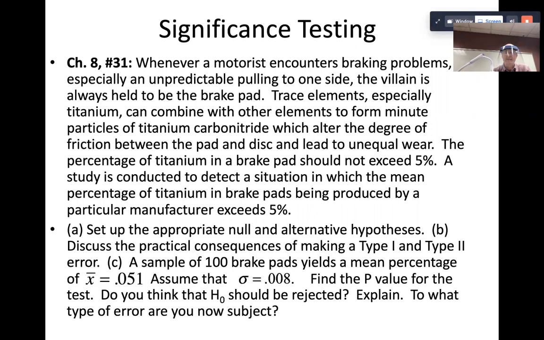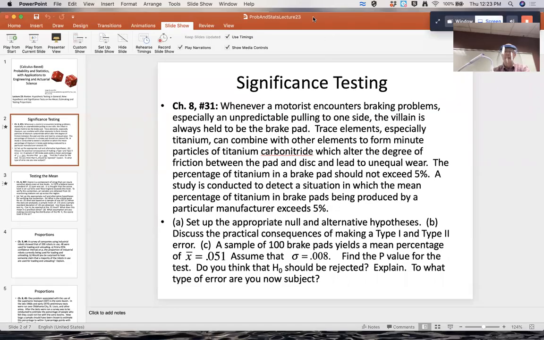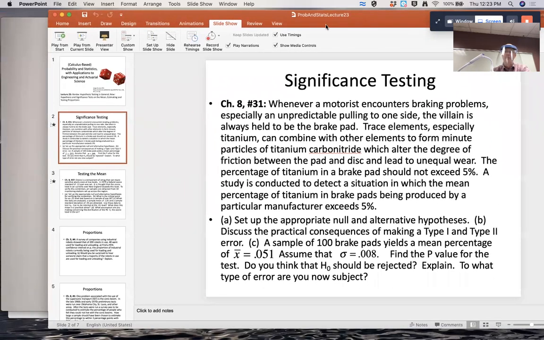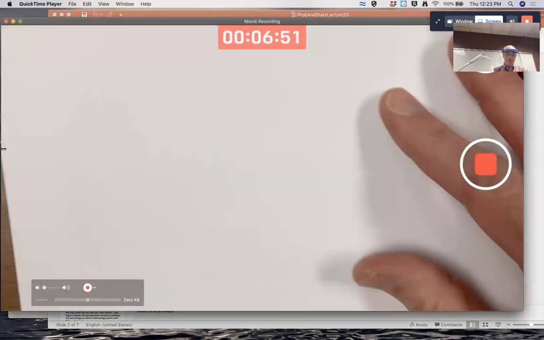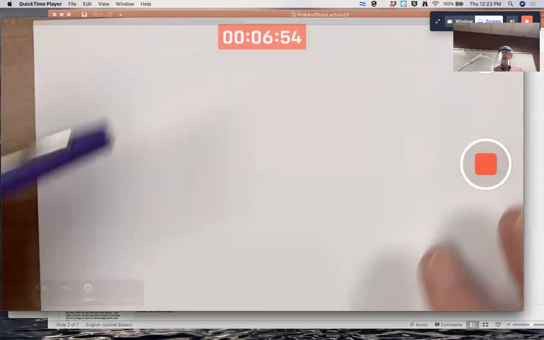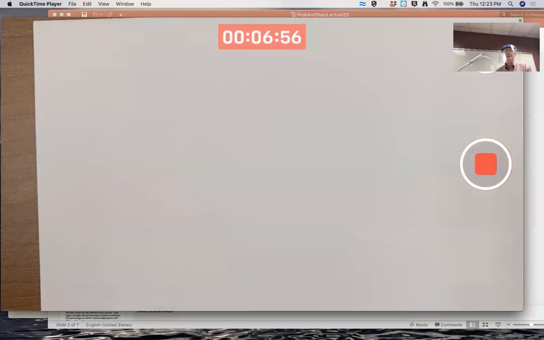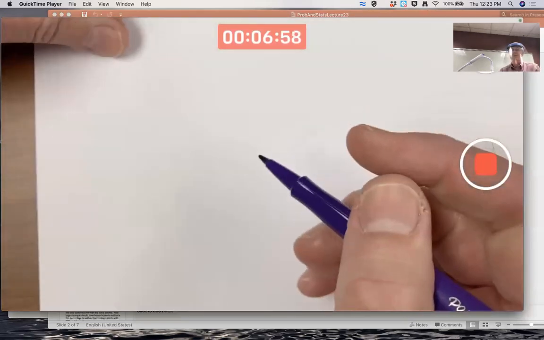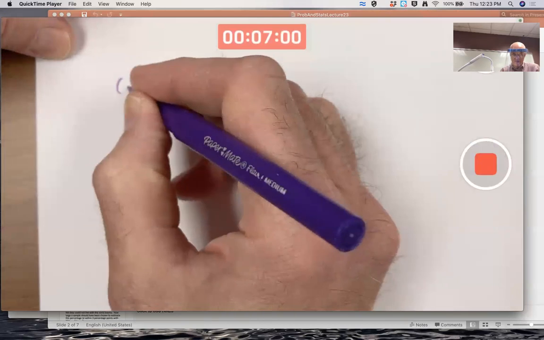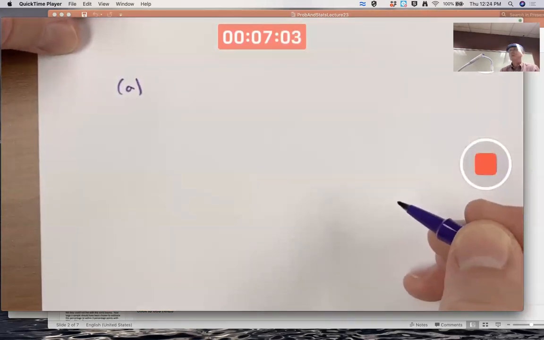The problem says, go ahead and set up your hypotheses. Discuss the practical consequences of making type 1 and type 2 errors. And then actually do the test, finding something called a p-value, which I only briefly introduced last time, but we'll reinforce here today. So again, technically speaking, and I do put this on the exam in at least one problem, I want you to describe the meaning of the parameters that you're testing. And in this case, we're testing, well, one parameter.